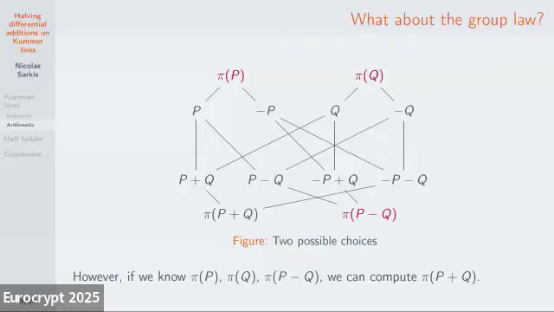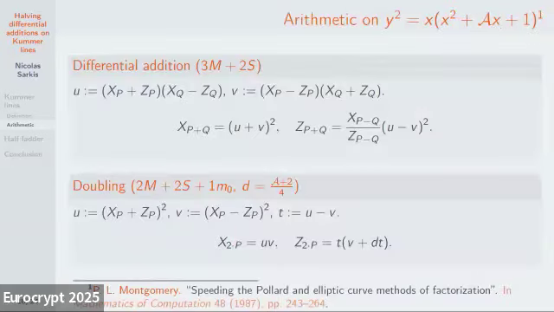We need differential addition formulas. That is, if you know P, Q, and P minus Q, you can distinguish which one is P plus Q on the Kummer line. And we have formulas for this. Montgomery proposed this one on the Montgomery curve. You can compute the x and z coordinate of P plus Q with P, Q, and P minus Q. And this can be achieved in 3 multiplications and 2 squares. And you also need additional doubling formulas to compute 2 times P from the x coordinate of P.